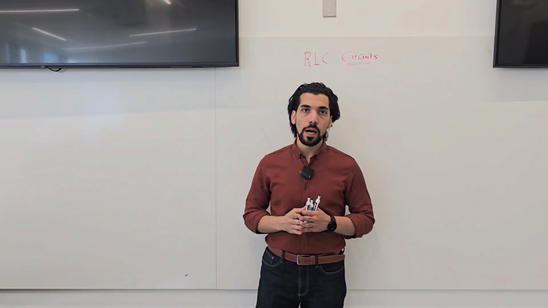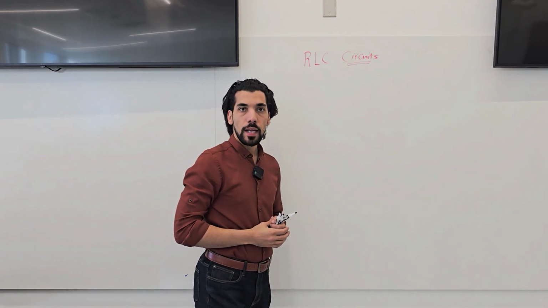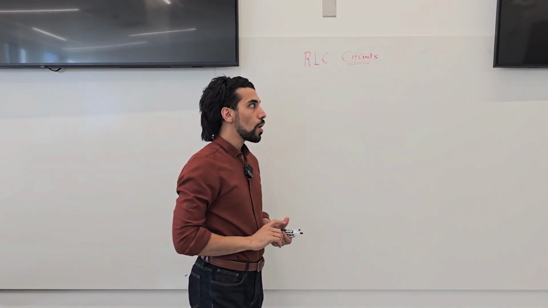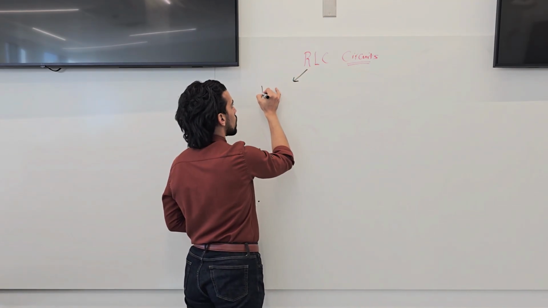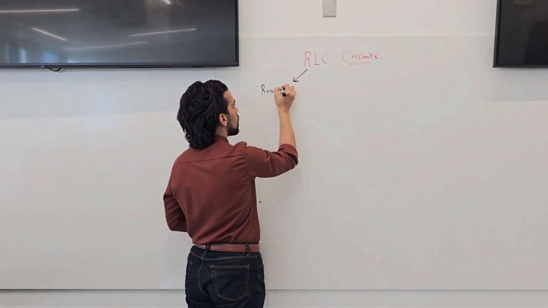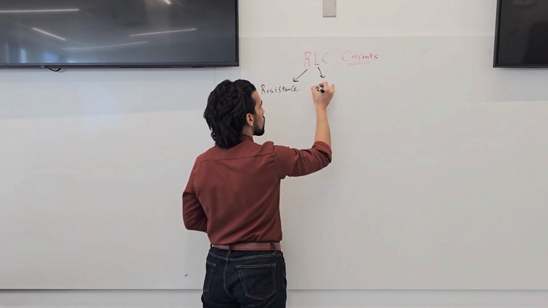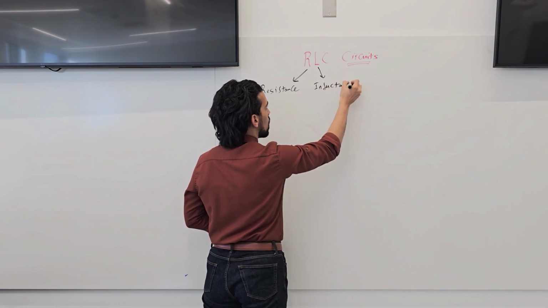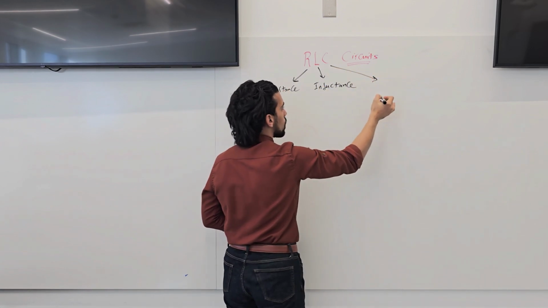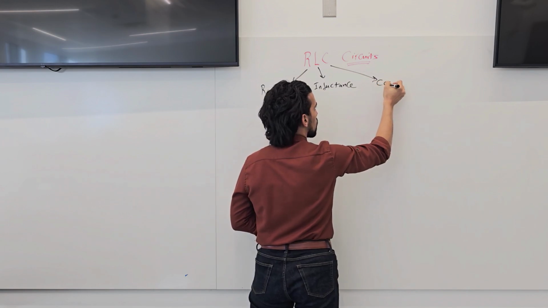Today we are going to talk about the RLC circuits lab and resonance frequency. So here R stands for resistance, L stands for inductance, and C refers to capacitance.